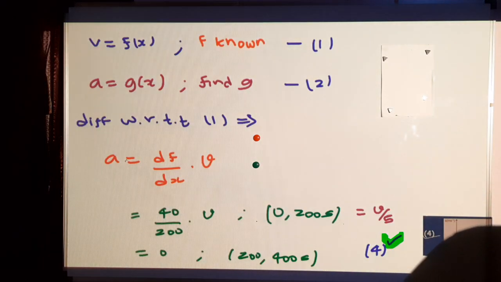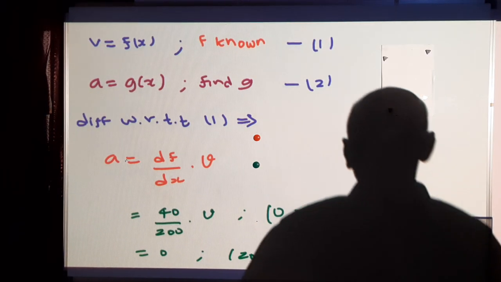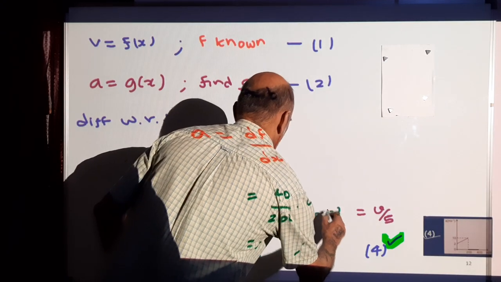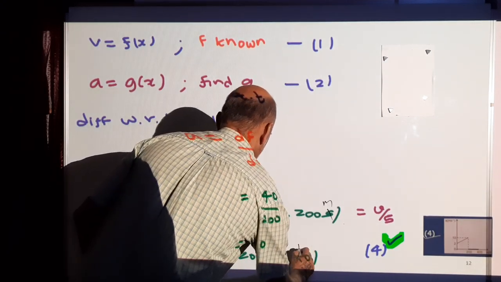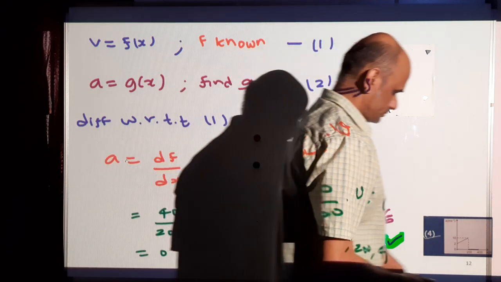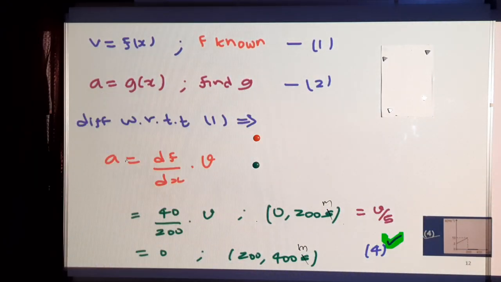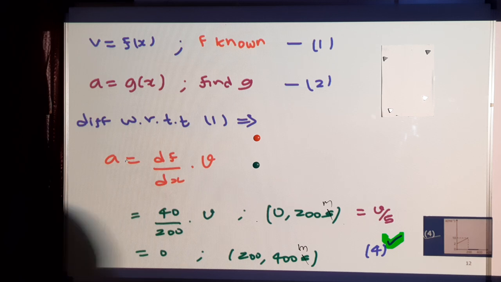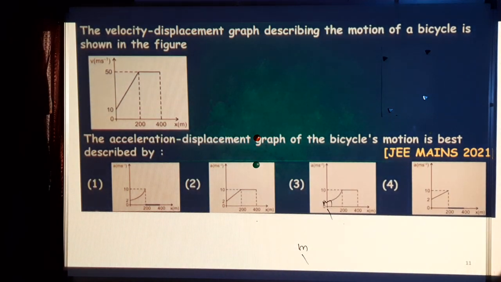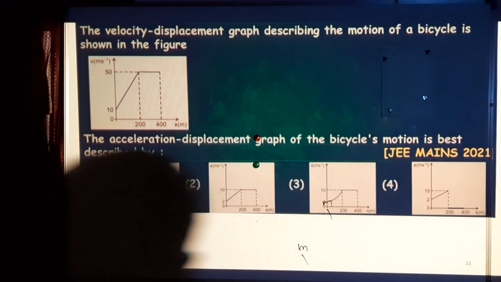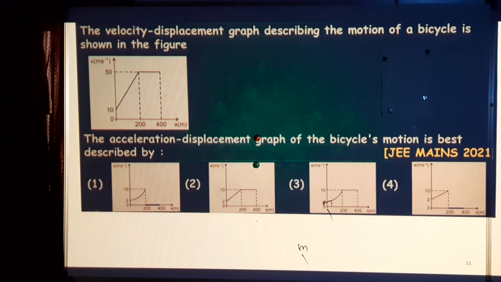for 0 to 200 meters. In the second part, from 200 to 400 meters. So in the first part, the acceleration is 40 by 200, that's 1 by 5 into v, so v by 5. In the second part, the acceleration is 0. So acceleration 0 in the second part means these two options are eliminated, 2 and 3 are not valid, and this one and this one, and it should be a straight line in the first part. So option 4 is the correct answer.